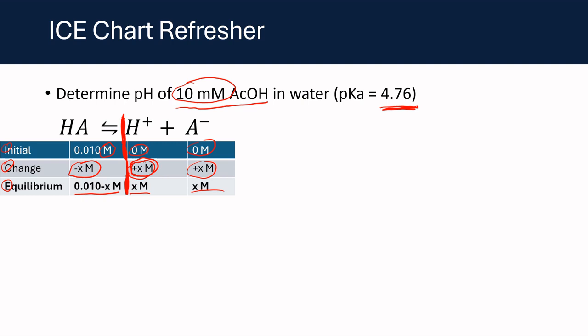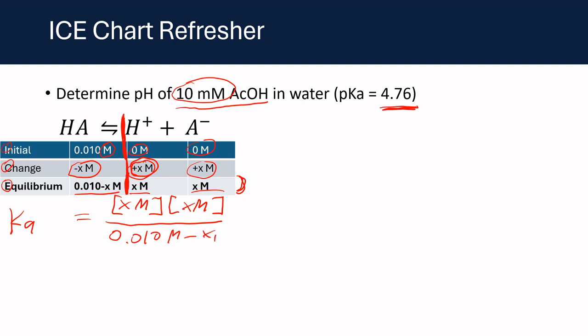So what we need to do is take the values in the bottom row and apply this to our equilibrium expression. And that is going to be Ka, constant of dissociation of an acid, equals the products over the reactants. So that's going to be H plus, which is X molar, multiplied by A minus acetate, also X molar, all divided by the reactant term, 0.010 molar minus X molar.